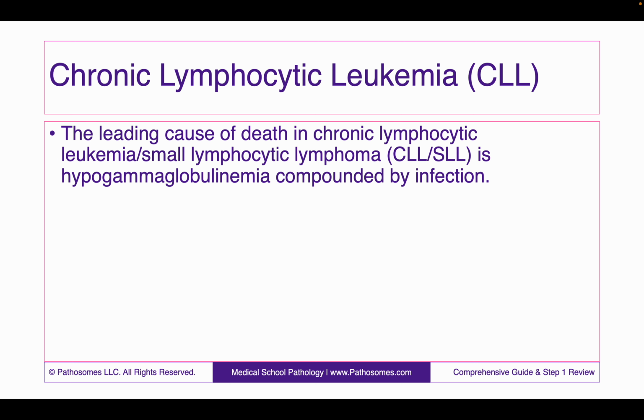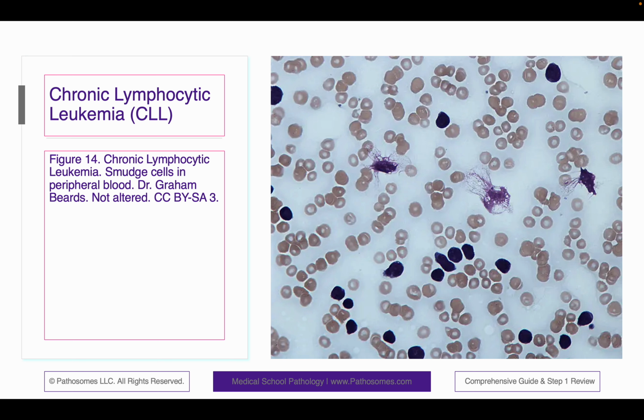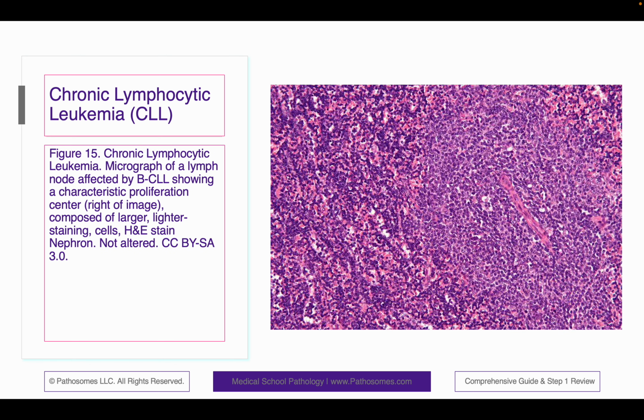The leading cause of death in chronic lymphocytic leukemia / small lymphocytic lymphoma is hypogammaglobulinemia, compounded by an infection. You see these smudge cells? It's highly likely you will see them in the future. So make sure you know that these smudge cells, when you see them, have chronic lymphocytic leukemia on your differential.